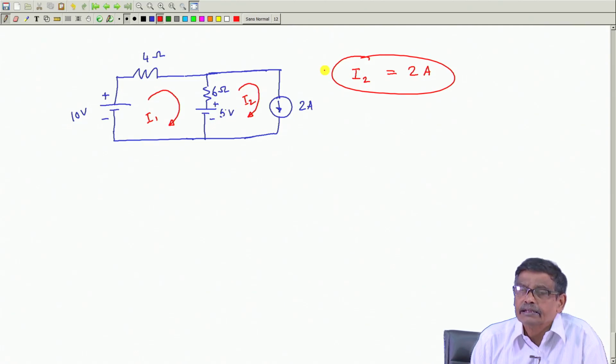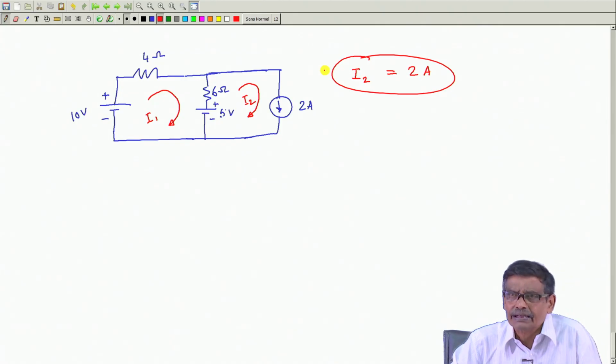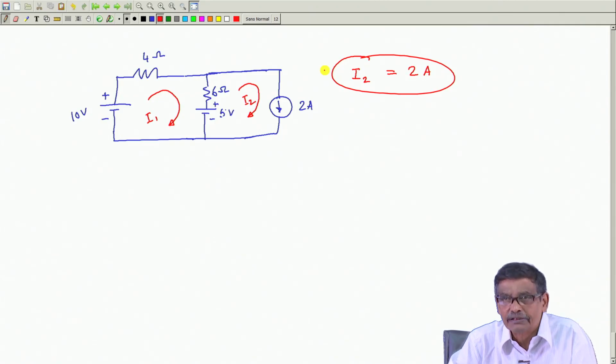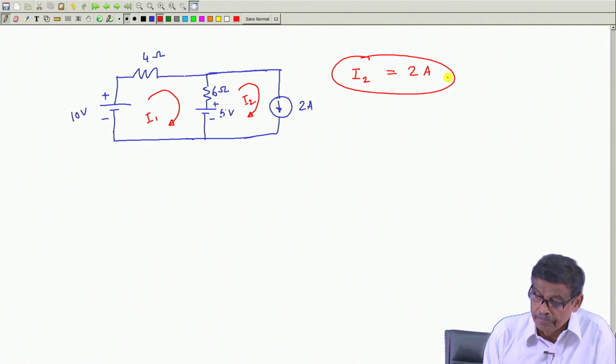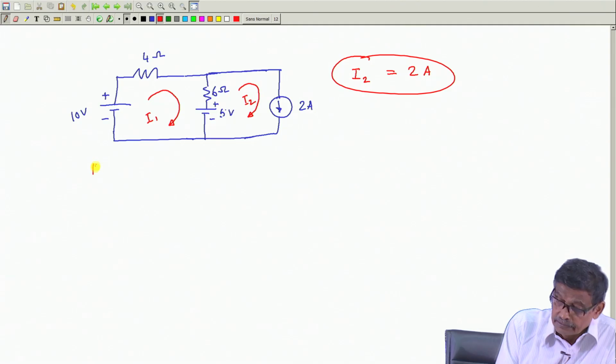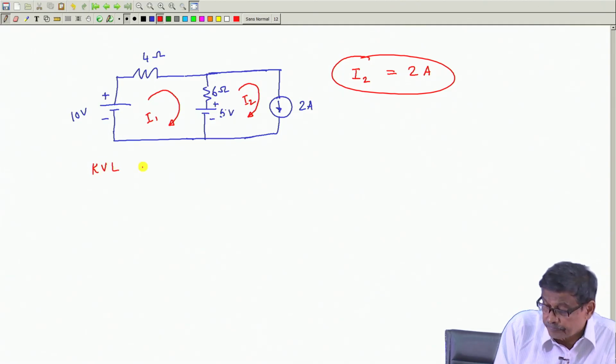That is why I am saying, if a current source is there in a circuit, do not jump to the logic that somehow I must convert it to a voltage source. It is not necessary. Sometimes it is very advantageous. If a current source is present in any branch, it means that the branch current is known. Why should you disturb that? That is what I want to make clear. Anyway, this I 2 is known. Now, KVL in mesh 1.